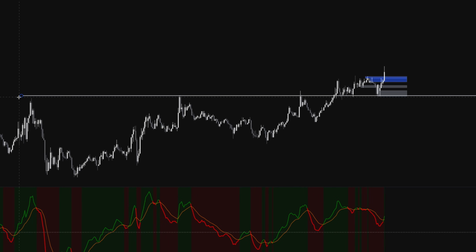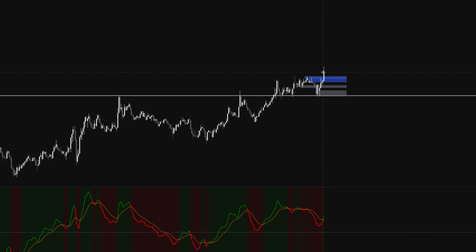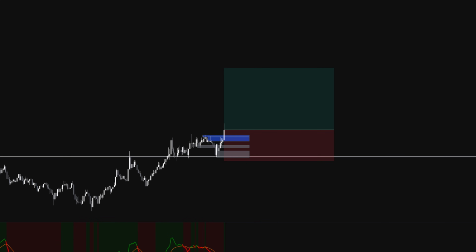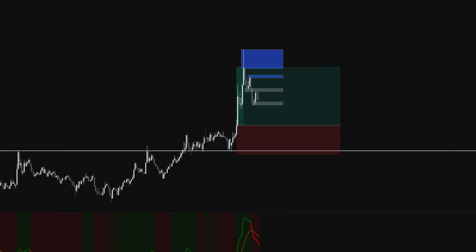How to trade pullbacks and reversals with the GMMA Oscillator and support and resistance zones. I'm going to show you how to use these tools together to catch high probability setups. Let's dive in.